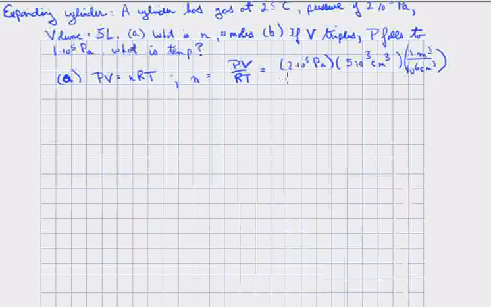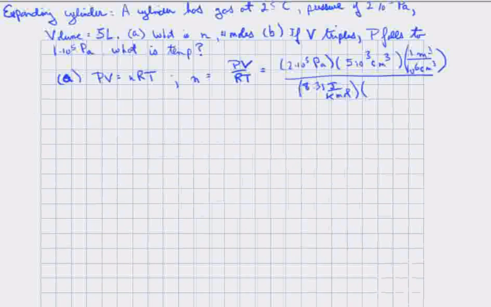and then divide by RT. Okay, so that's 8.31 joules per Kelvin mole, and 25C translates to 298 Kelvin. And that works out to be roughly 0.4 mole.